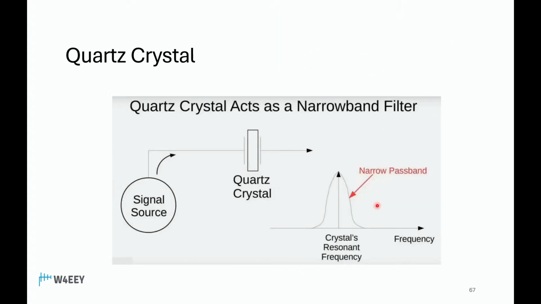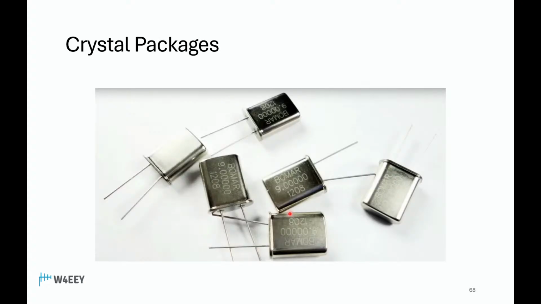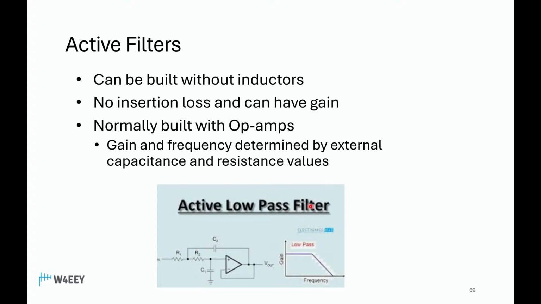And here's a picture of a very narrow passband. So we've got a signal source, maybe an intermediate frequency and a receiver. Quartz crystal will only allow a very narrow bandwidth to get through. Some pictures. I showed you some of these last week as well. So those are passive filters, coils, capacitors, crystals. They don't require any power, but they filter excellently. They have some insertion loss.